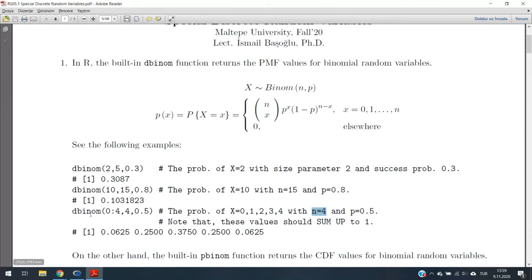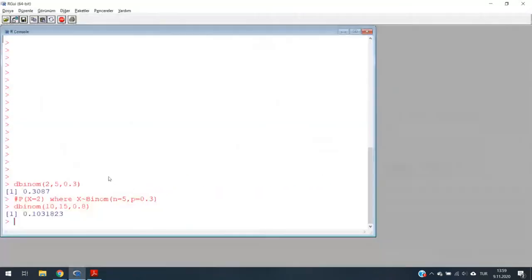So what you are going to do this time is use the dbinom function again, but this time, the first argument will not just be a single value. Instead, you are going to introduce a vector of values from 0 to 4, and it will calculate the probability mass values at each of these points, assuming that the size parameter is equal to 4 and success probability is equal to 0.5.